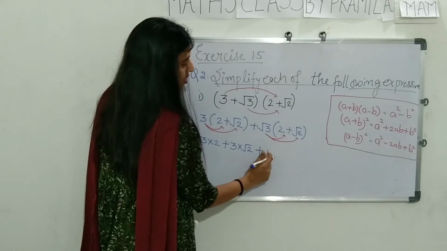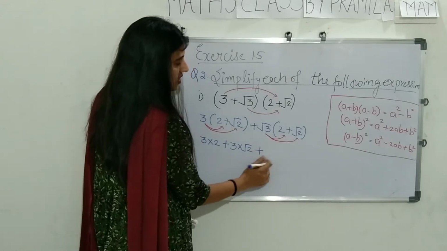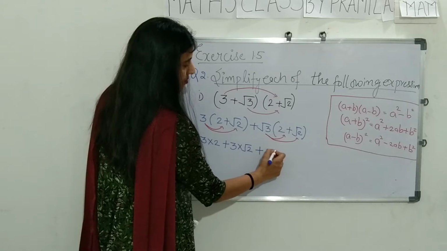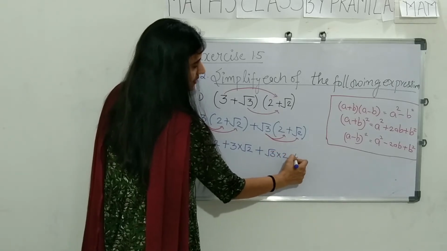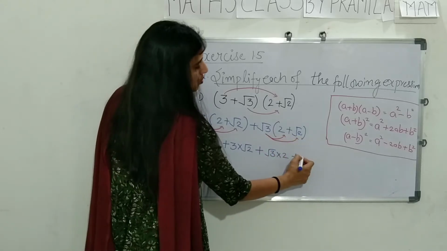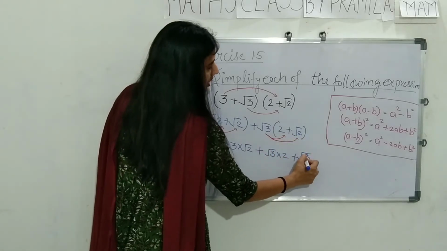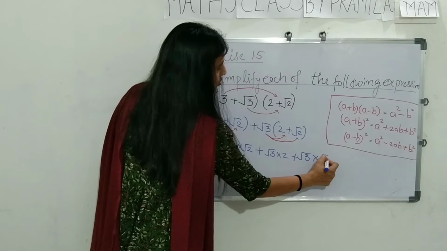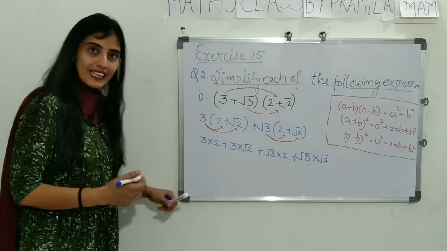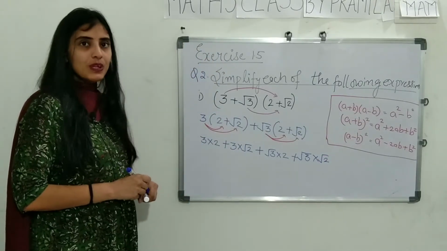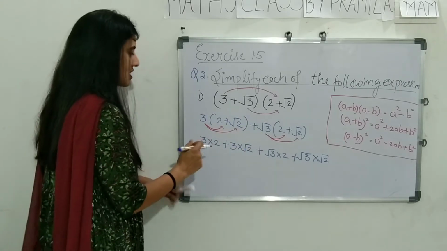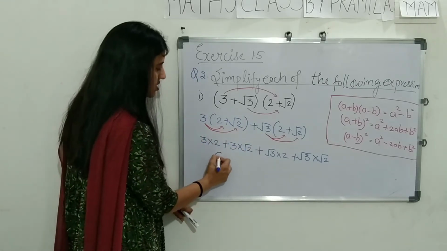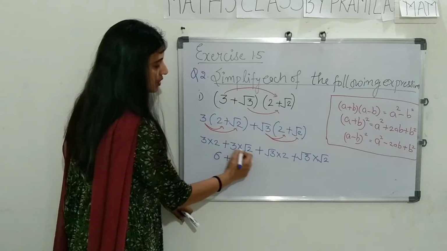Yani, can we write plus root 3 into root 2? Root 3 into root 2. Are you clear? Later, when you have understood this question very well, you can skip this and directly write the answer. So 3 twos are 6 plus 3 into root 2.